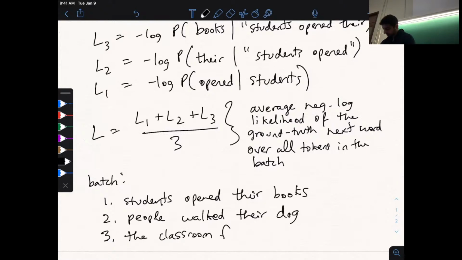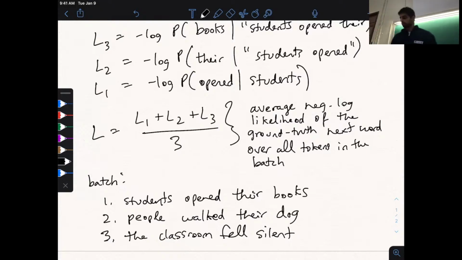The classroom fell silent. So maybe I have many different sequences, all of these packed together within a single batch. At every single token in the batch, I compute a separate loss of the next word probability, and then I average all token level losses together to form my loss of that batch. That's the final loss that I will be backpropping through my network to minimize. Does that make sense?